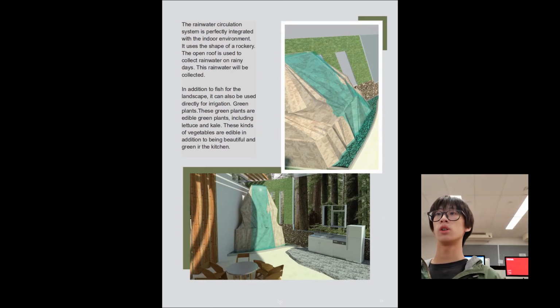And the rainwater circulation system perfectly enhances the indoor environment. It uses the shape of a rock and collects the rainwater from an open roof. In addition to the fish for the landscape, it can also be used directly for irrigation of green plants. These green plants include lettuce and kale.